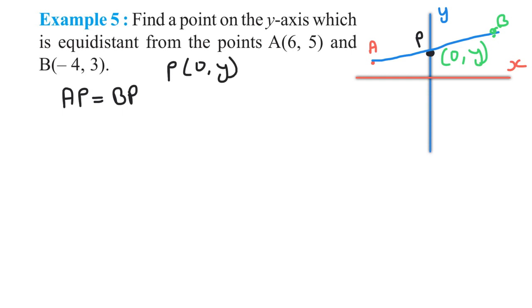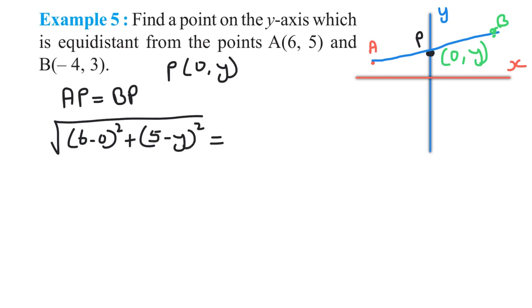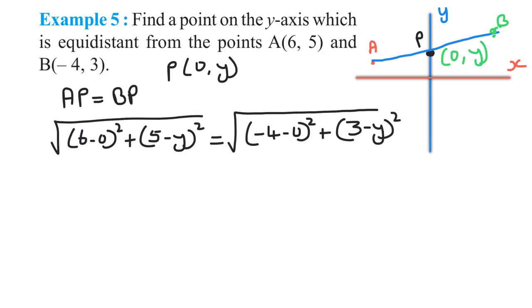So if we apply the distance formula, it's going to be square root of x2 minus x1 the whole squared, 6 minus 0 the whole squared, plus y2 minus y1 the whole squared, 5 minus y the whole squared, is equal to square root of BP. So minus 4 minus 0 the whole squared, plus 3 minus y the whole squared. We can take squares on both sides. What happens? The square root and the square get cancelled.